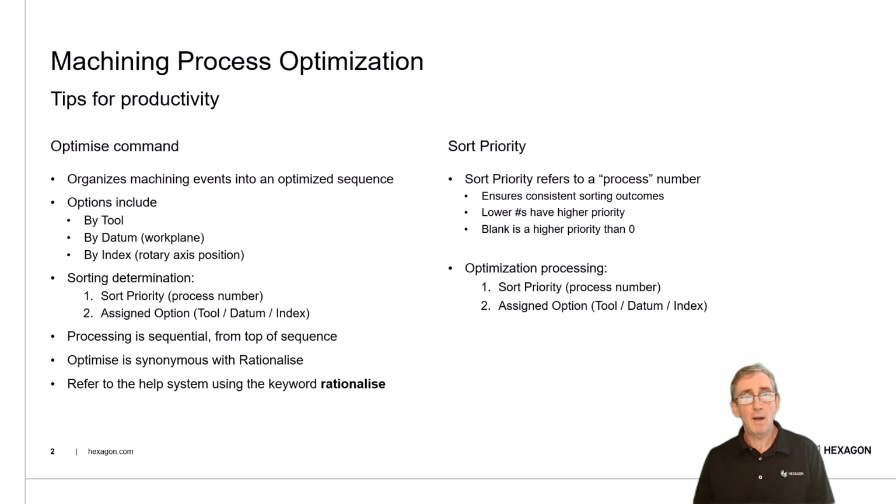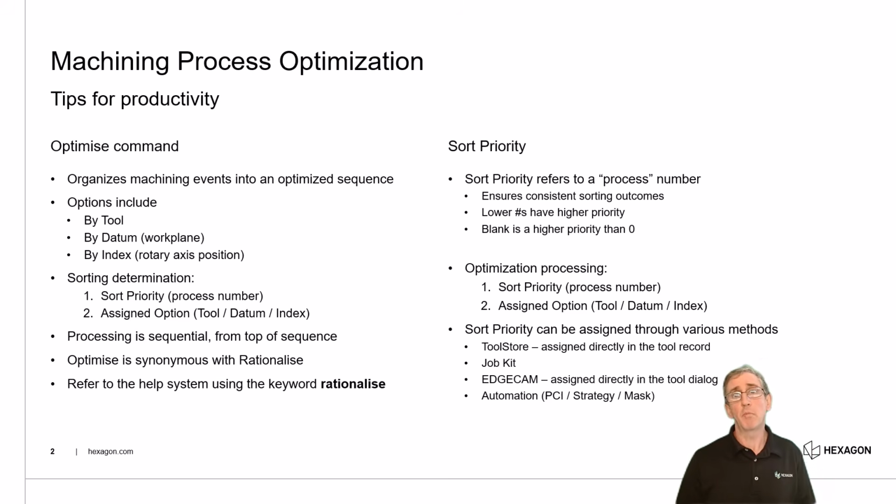The optimized processing always begins with sort priority first, and then the assigned option. So if you've never been aware of that, you might have been wondering, why does optimize not give me the final results I really want? So it's really key for that.